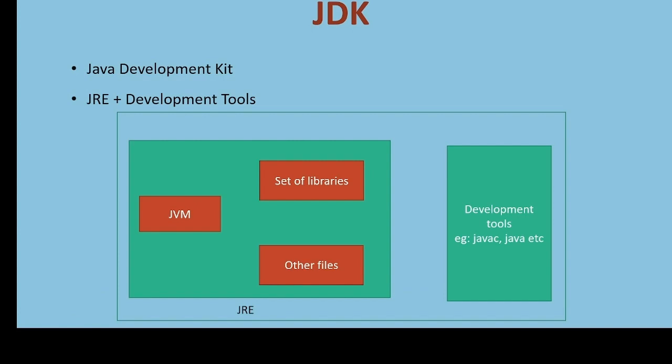Next is JDK. JDK is an acronym for Java Development Kit. It is a software development environment which is used to develop Java applications. It contains the JRE and other development tools. JDK provides users with features to run Java applications as well as develop Java programs. This is all about JVM, JDK and JRE.